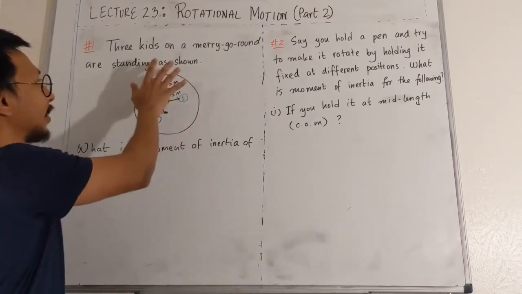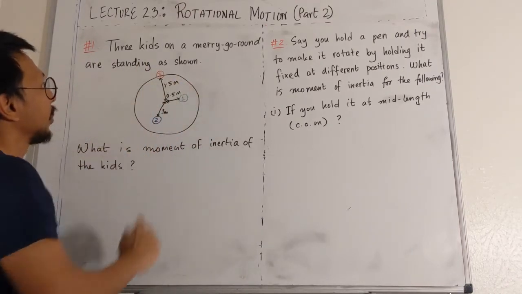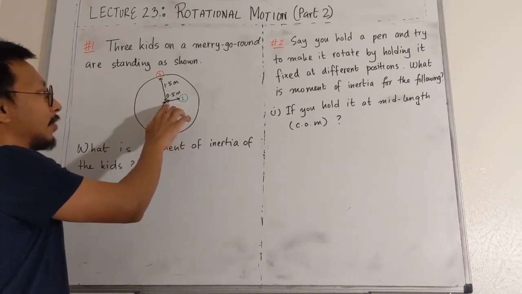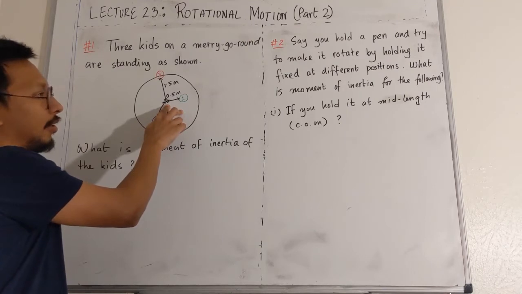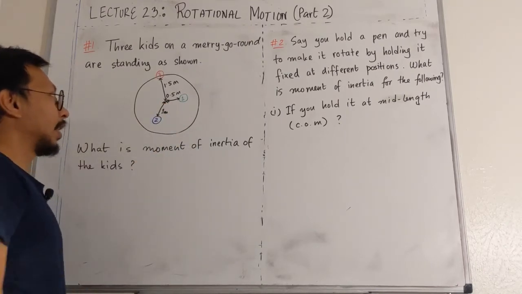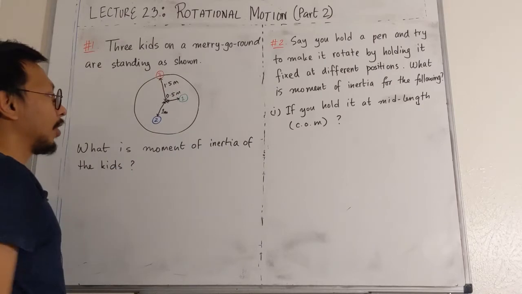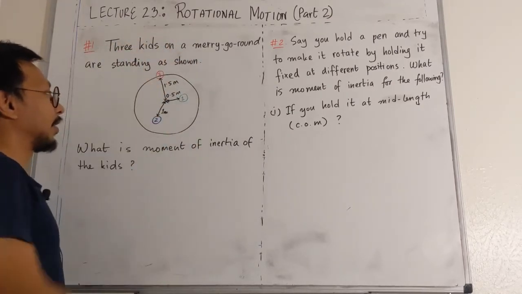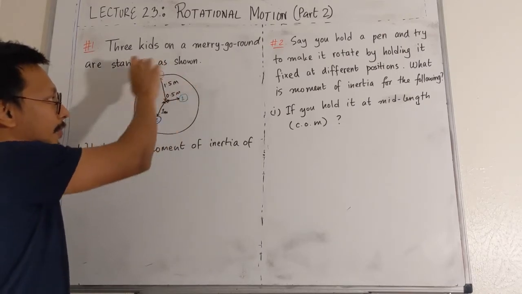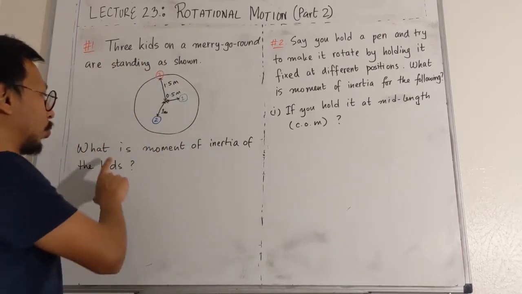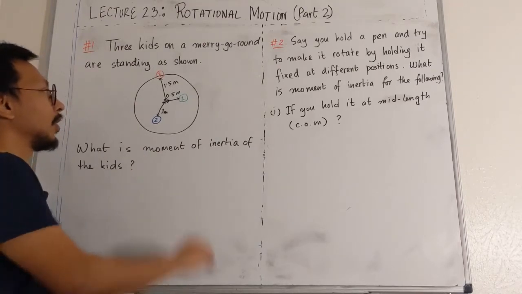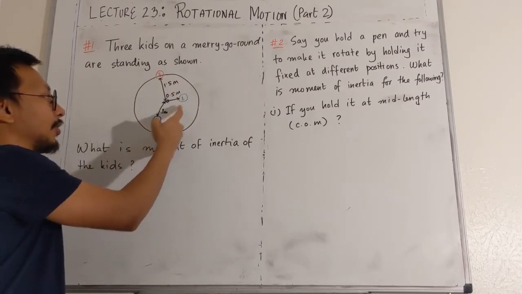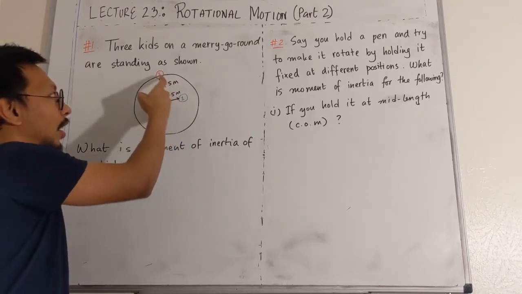We have 3 kids going around on a merry-go-round, and they're standing as shown, 1, 2 and 3. The fixed axis of rotation is right at this x here. If you can make this x out, it's basically at the center of the merry-go-round, and the merry-go-round is rotating counterclockwise like this, and the children are stationary on the merry-go-round going around. What is the moment of inertia of the kids? So let's look at what the system is. The system consists of 3 children, 2, 1 and 3.